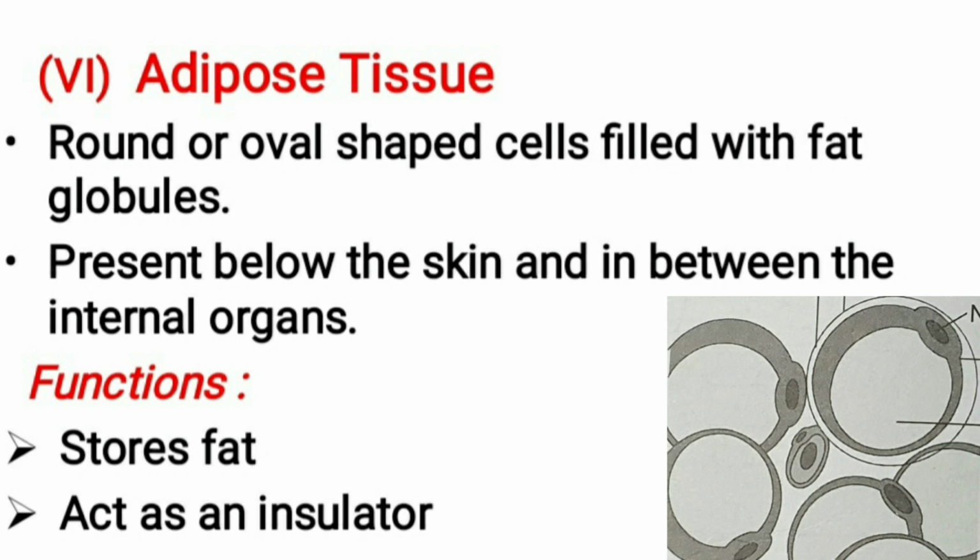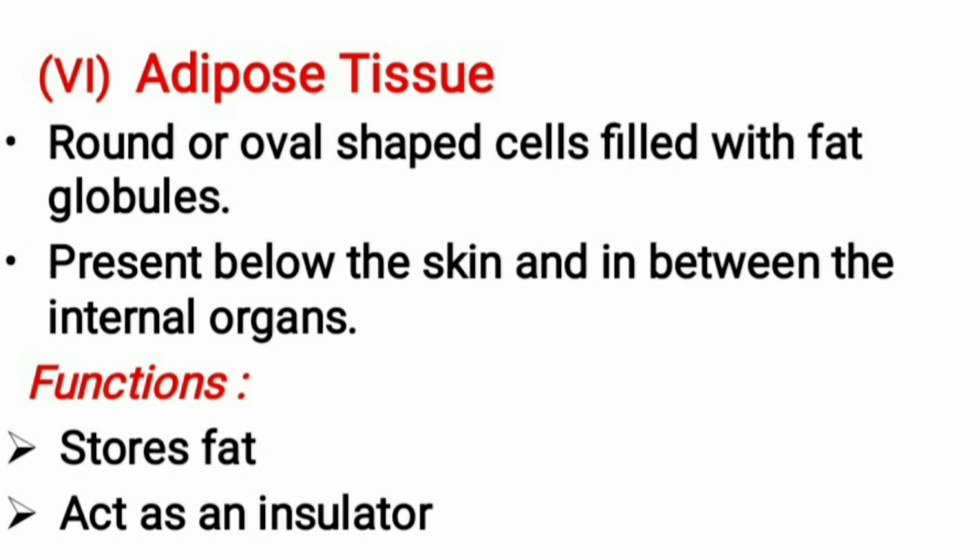Next connective tissue is the adipose tissue. It is located below the skin and in between internal organs. It serves as a fat reservoir. It keeps visceral organs, that is, internal organs of the body within the chest, in position. It acts as an insulator due to storage of fat. Insulator means it does not allow the passage of heat.